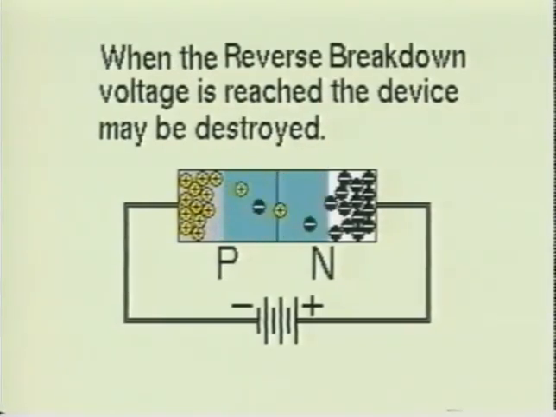There is, however, a limit to the amount of reverse current which may be applied to the p-n junction. This limit is termed the reverse breakdown voltage. This voltage may range from a few volts to several thousand volts. When the reverse breakdown voltage is reached, the reverse current will increase at a rapid rate, which usually results in the device being destroyed.